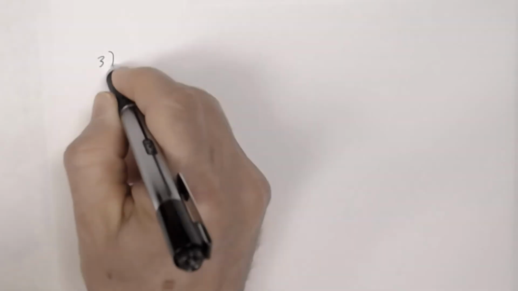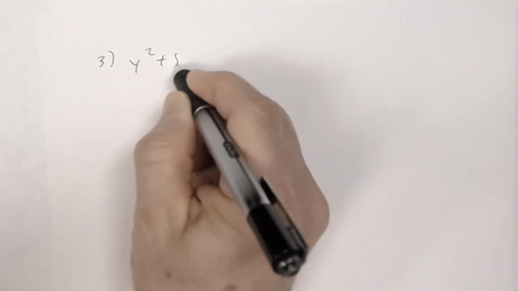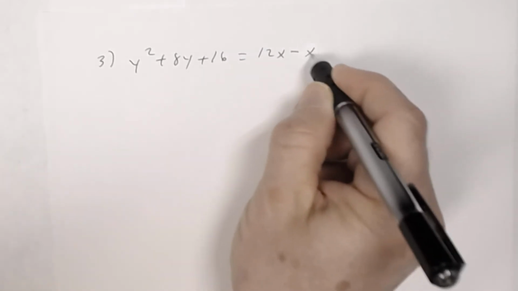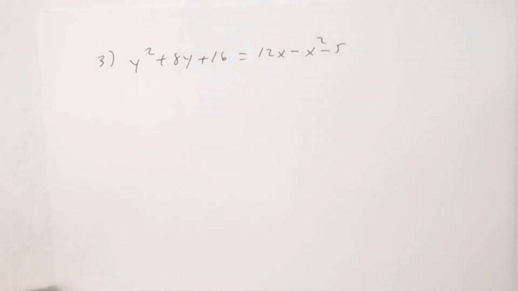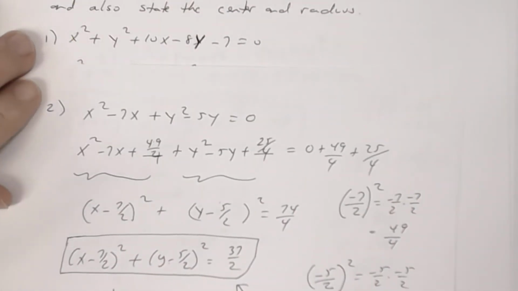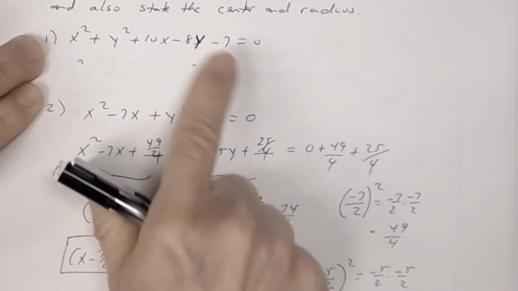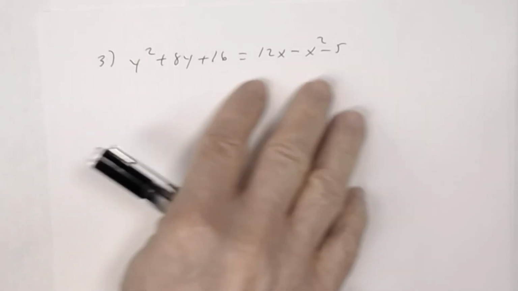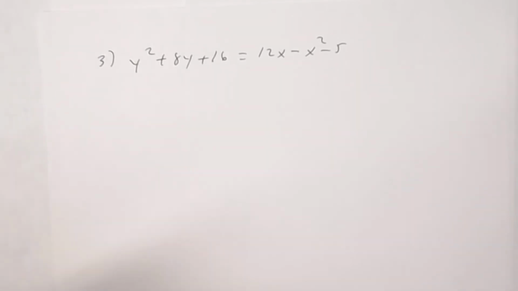So number 3, we have this. So number 3, you have y squared plus 8y plus 16 equal 12x minus x squared minus 5. Okay? Now, so notice that in the previous two problems, they were already written in general form. So you see that was general form, that was general form. But in number 3, it's not. So what I would do first is I would just go ahead and write in general form. Just go ahead and bring everything to one side.